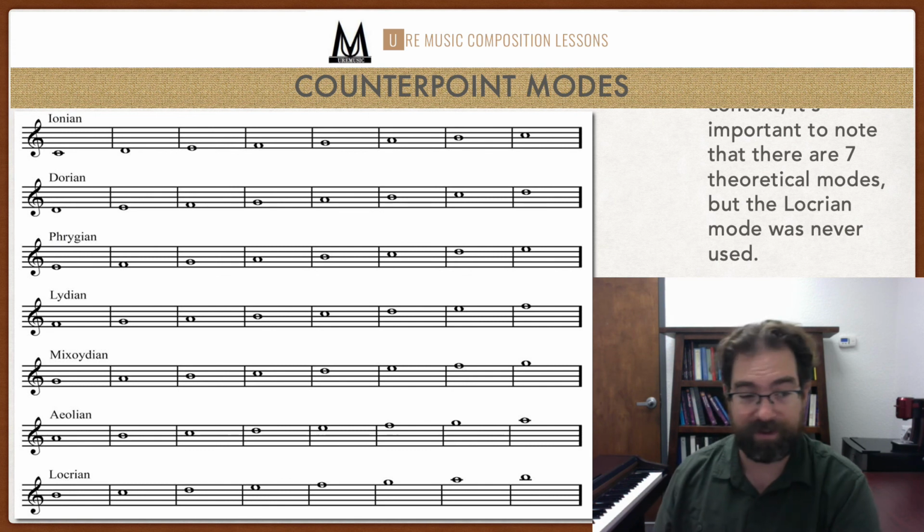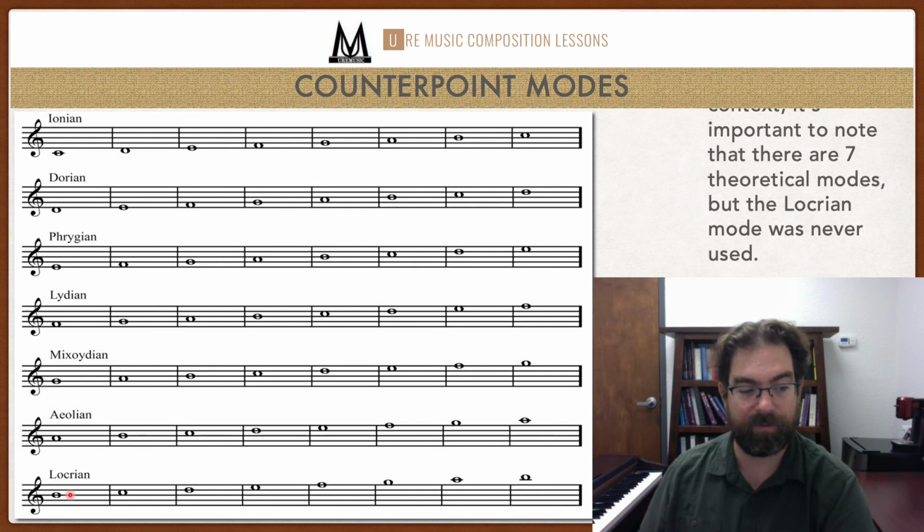If you have very attentive ears, you'll notice that this first scale degree, the B, and the F, which is a 5th scale degree, that's a tritone. And so because of this, they actually never used Locrian because it presented too many compositional problems.